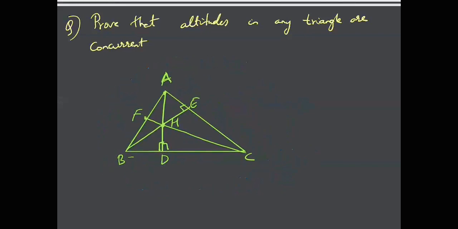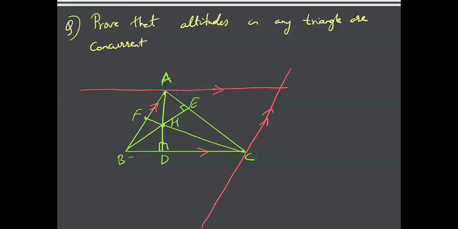So what I'm doing is I'm drawing a line through A which is parallel to BC. Okay, so this is parallel to side BC. I'm drawing another line through C which is parallel to AB. Okay, so this line is parallel to AB.